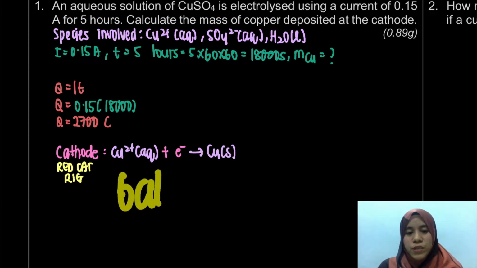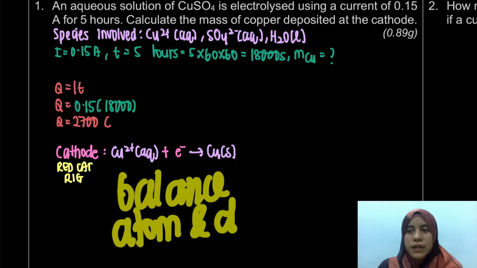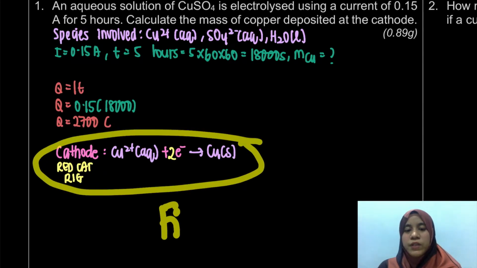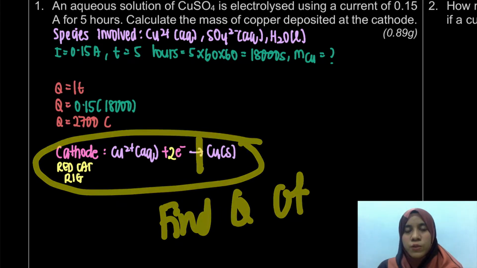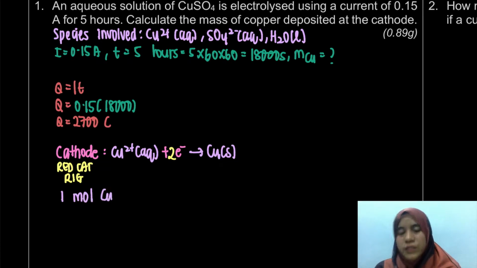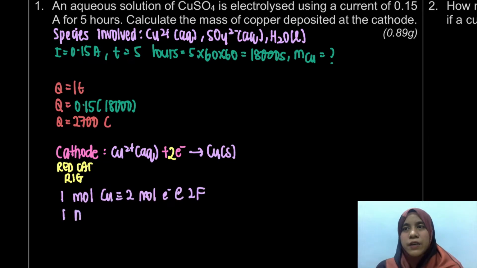Make sure the equation is balanced, not only the atoms, but also the charge. So here, to balance out the charge, to get 0 on both sides, I'm going to add 2 electrons. From here, I will find the Q from the equation, the theoretical one, where 1 mole of copper is equivalent to 2 moles of electrons. So 1 mole of copper is equivalent to how many coulombs?